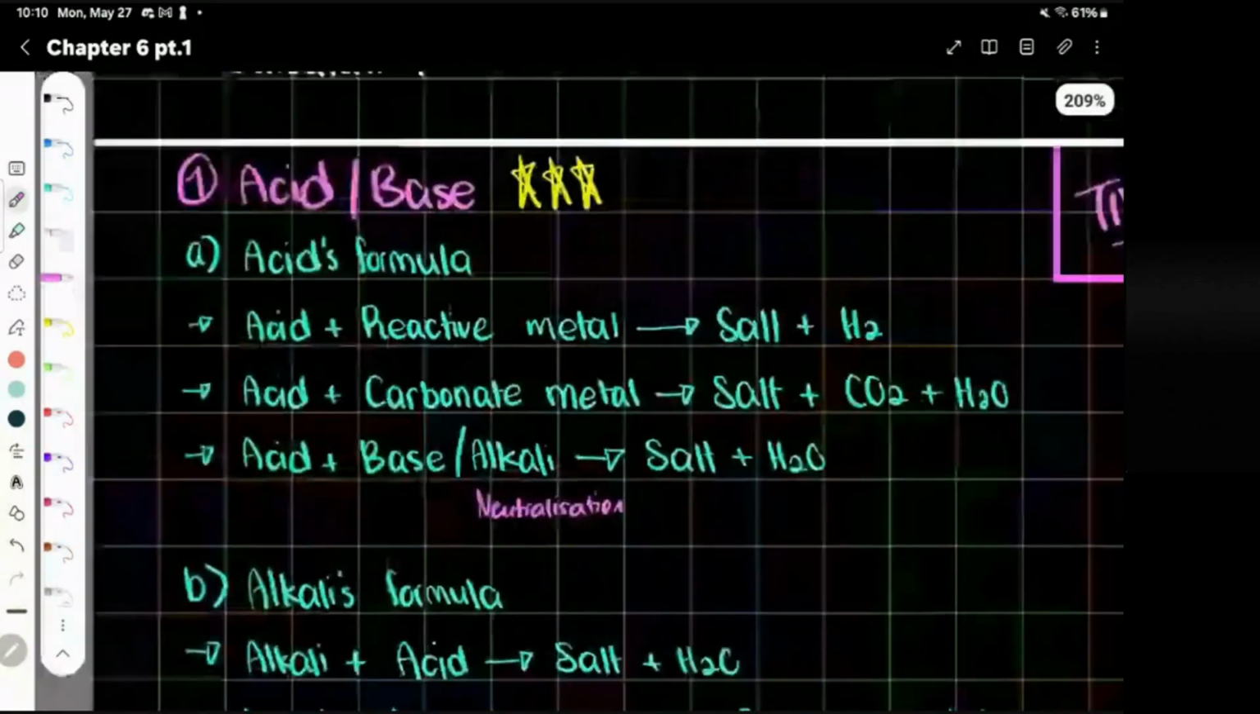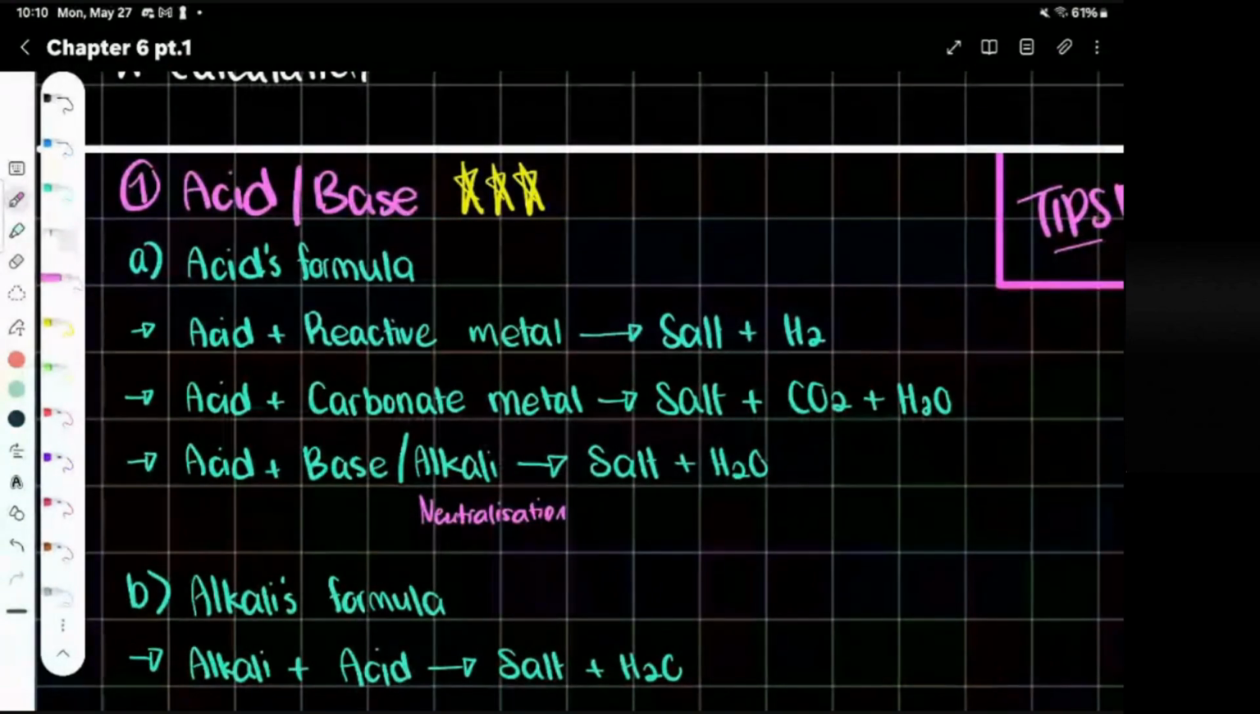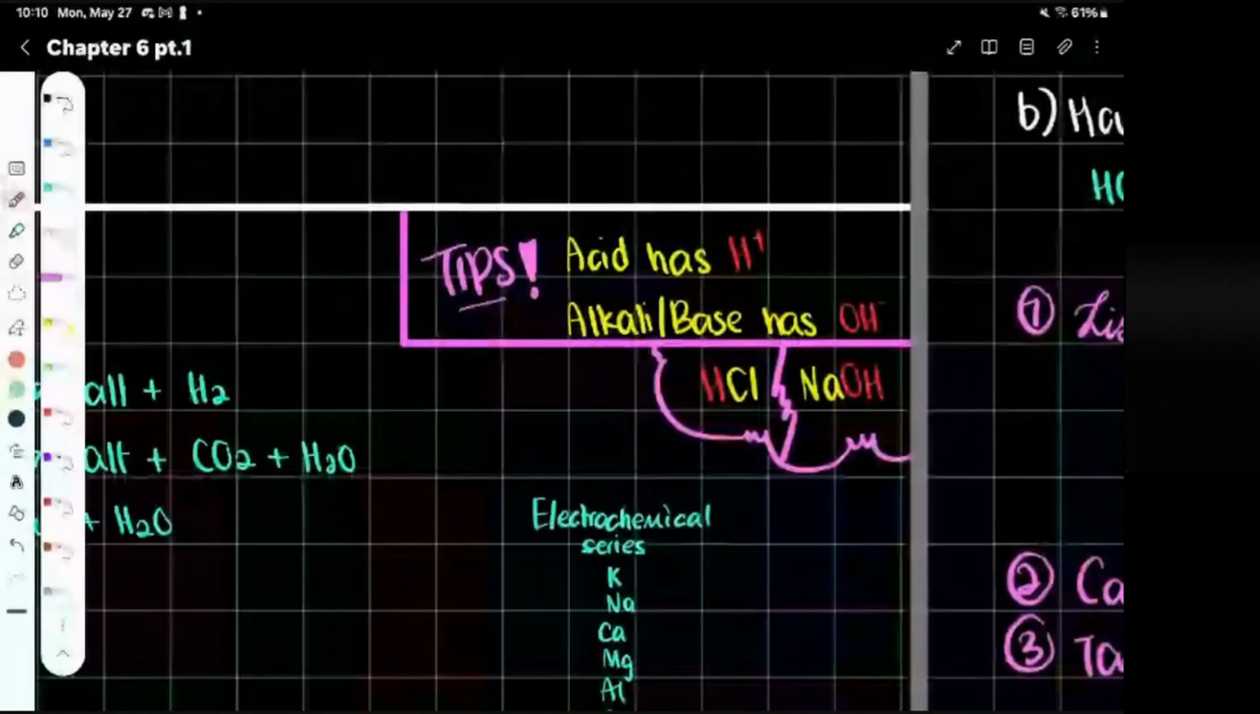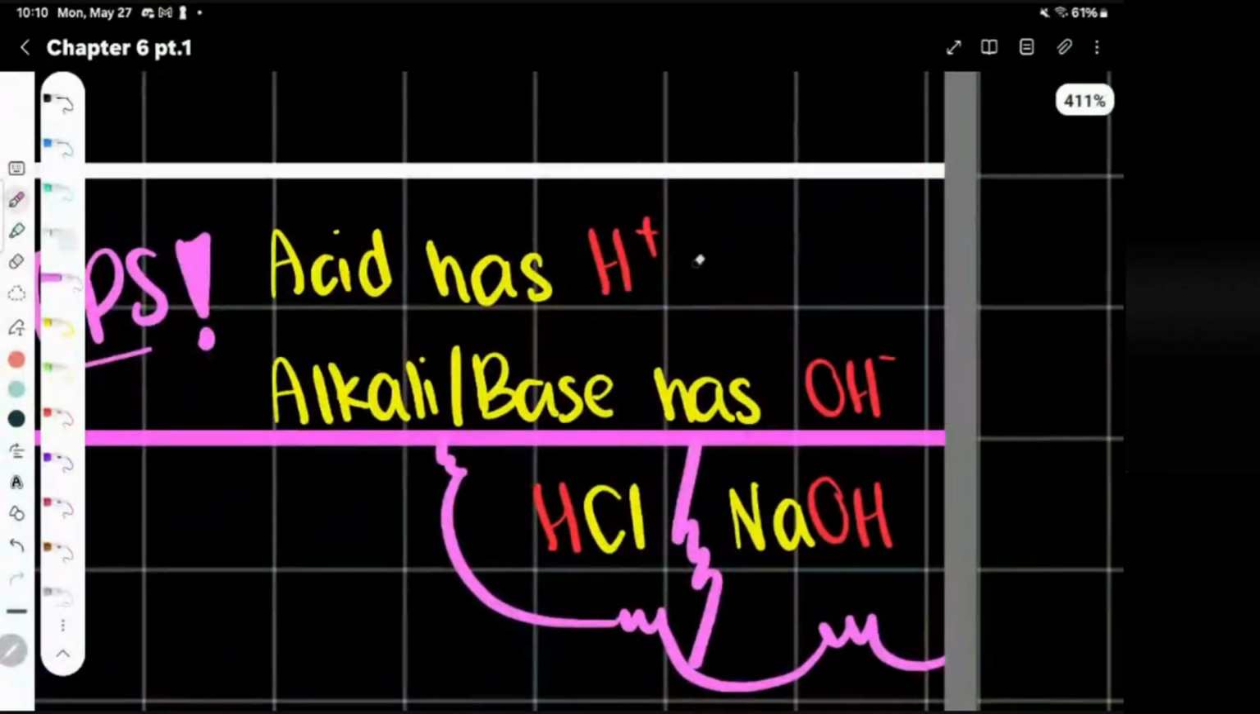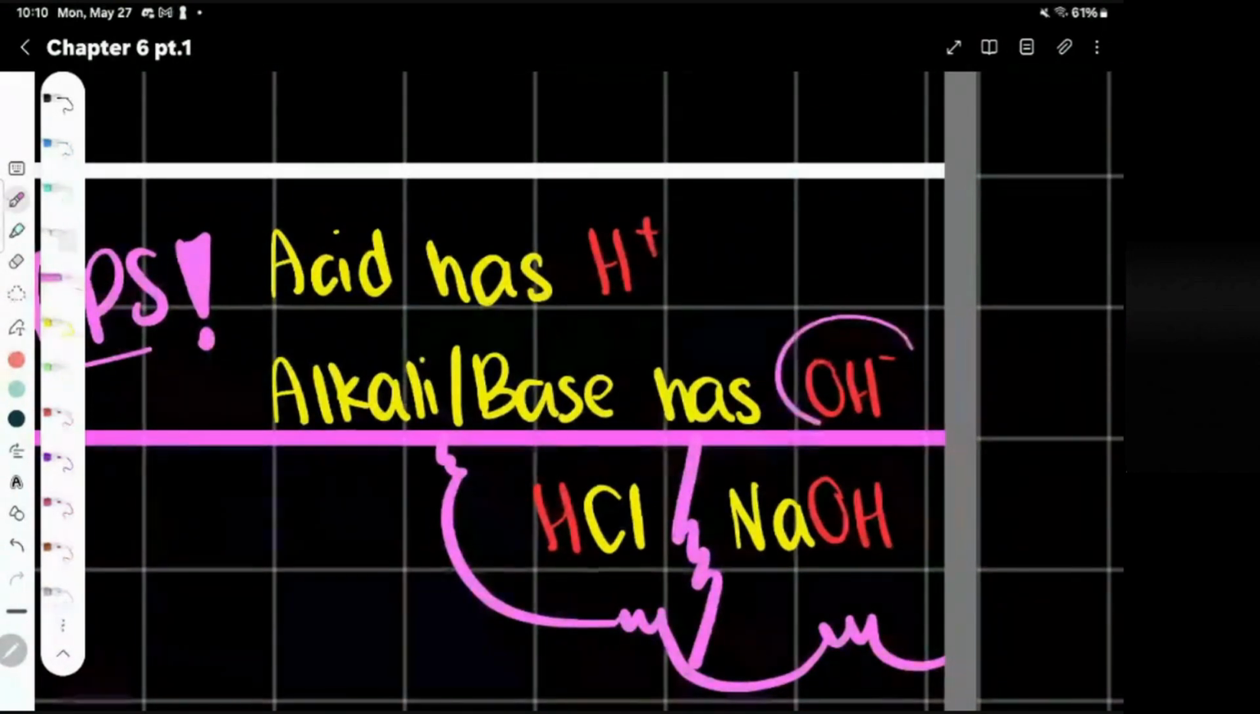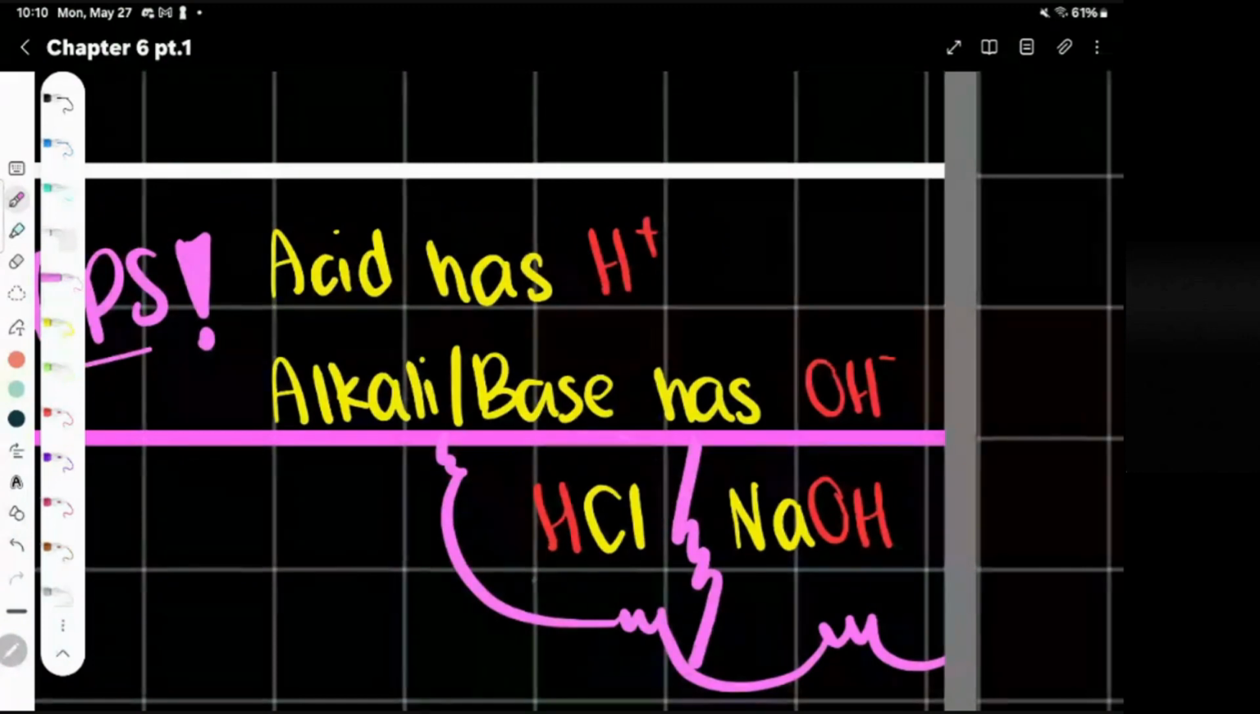Very easy actually, right? And just in case you guys forgot, acid has H plus ion, and alkali has OH minus ion, okay, or hydroxide ion. So for example, HCl is acid, NaOH is alkali, okay. But there's also another way.